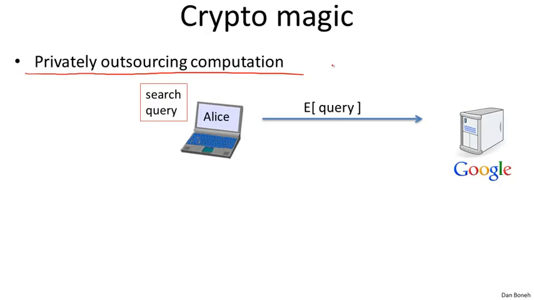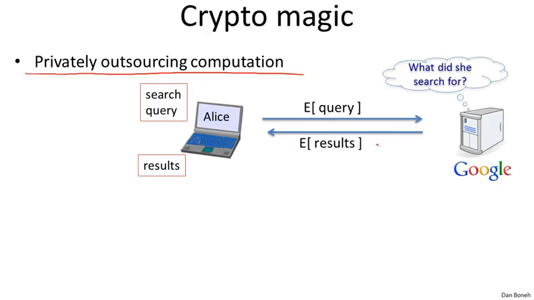So Google can actually run its massive search algorithm on the encrypted query and recover an encrypted result. Google would send the encrypted result back to Alice, Alice would decrypt, and then she would receive the results. But the magic here is that all Google saw was just an encryption of her query and nothing else. And so Google, as a result, has no idea what Alice just searched for, and nevertheless, Alice actually learned exactly what she wanted to learn.